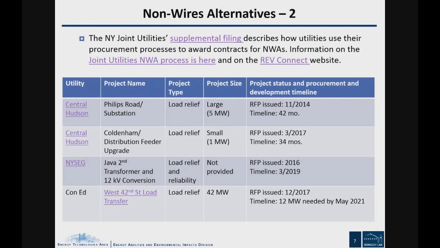So New York utilities issue requests for proposals for non-wires alternatives, and here on this slide are examples of recent solicitations. You can see most of them are for load relief, where load is projected to surpass the capacity of the existing distribution system infrastructure. And you can see here the project sizes, in some cases, building up over time, and also the kinds of timelines that have been established. Next slide, please.